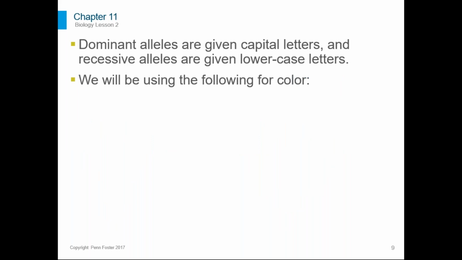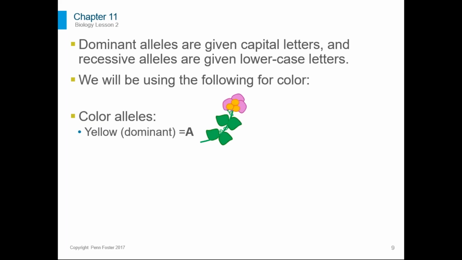We're going to be talking a lot about dominant and recessive alleles and doing diagrams with them. And when we do this, the dominant alleles are always given capital letters and recessive alleles are given lowercase letters. And we will be using the following examples for color. So when we're talking about the color of the seeds, we're going to use a capital A for dominant and a lowercase a for recessive. And with this specific version, yellow is dominant, so that'll be a capital A, and green is recessive, so green will be a lowercase a.